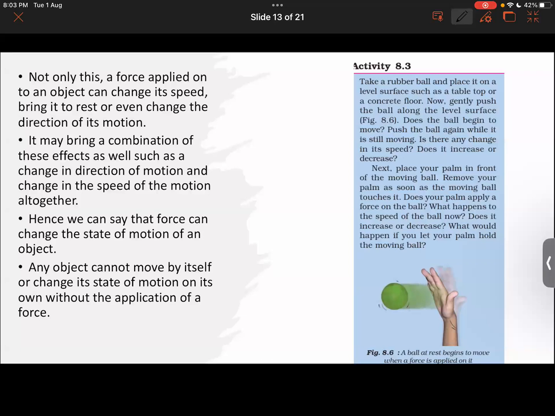Okay, so what are the conclusions we can draw from this activity, guys? So, if we apply force to the ball, it moves, while if we do not apply force to the ball, it does not move.